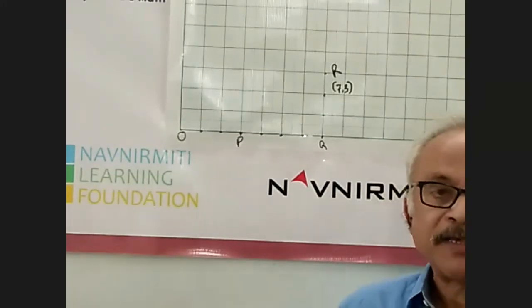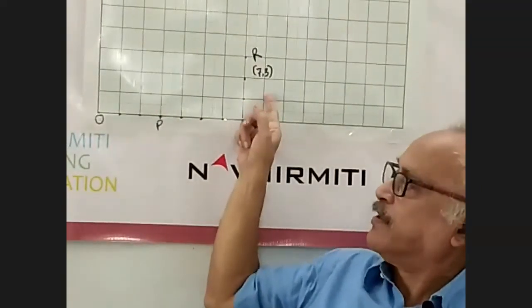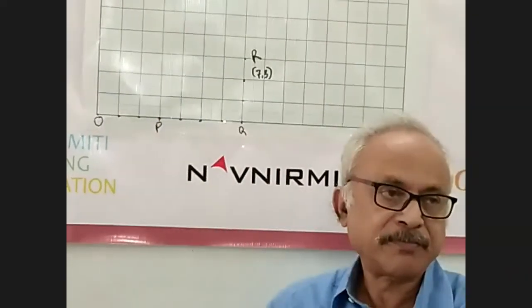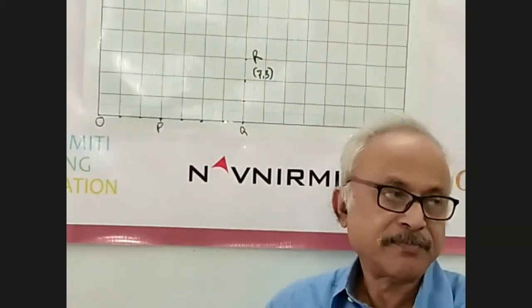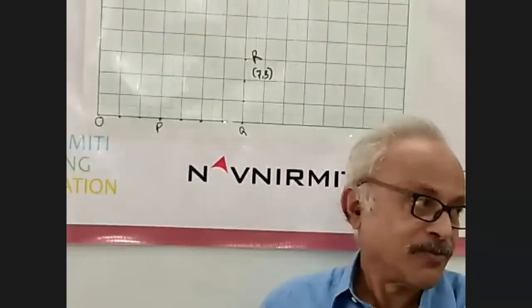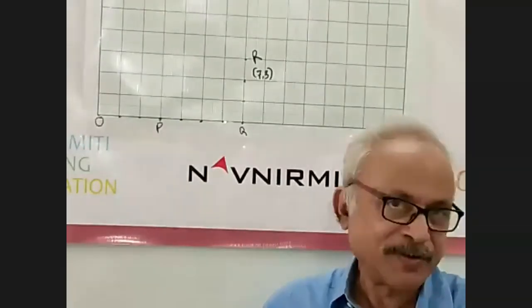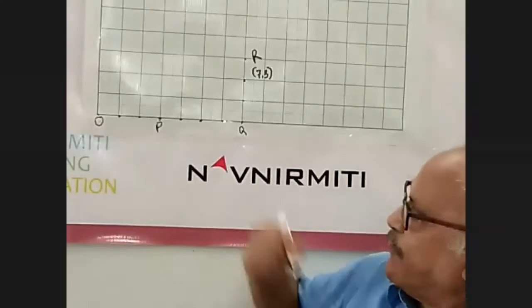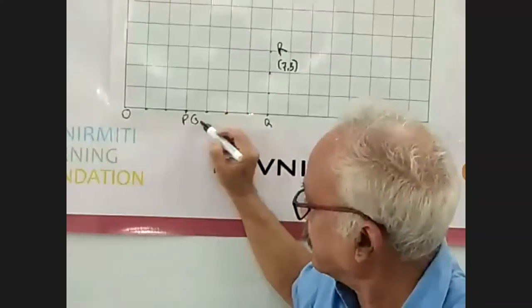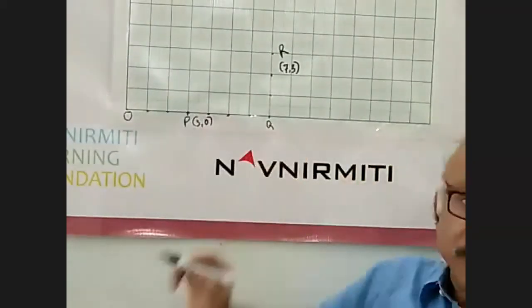My next question is, if this coordinate is 7, 3, tell me what are the coordinates of the point P? 3, 0. Very good. That's right. Because I have to take 3 steps to the right and no steps, 0 steps upwards. So this is 3, 0.